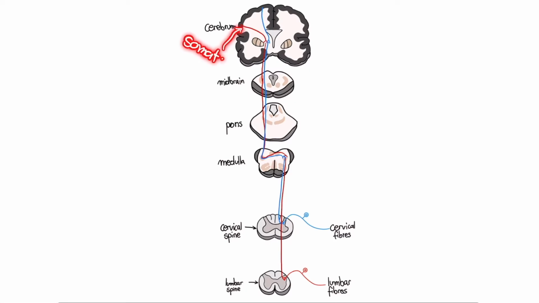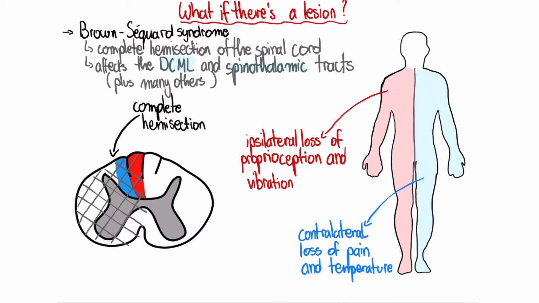Based on the sensory homunculus, the third order neurons of the Fasciculus Cuneatus will synapse more laterally, whereas the one for the Fasciculus gracilis will synapse more medially, close to the longitudinal fissure. Now that you know the anatomy of the DCML tract, we can discuss what occurs when there's a lesion. A common pathology involving the DCML is Brown-Séquard syndrome.